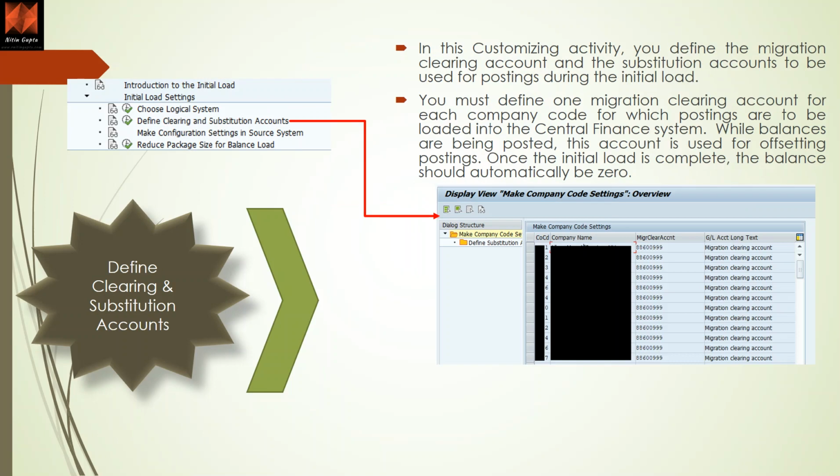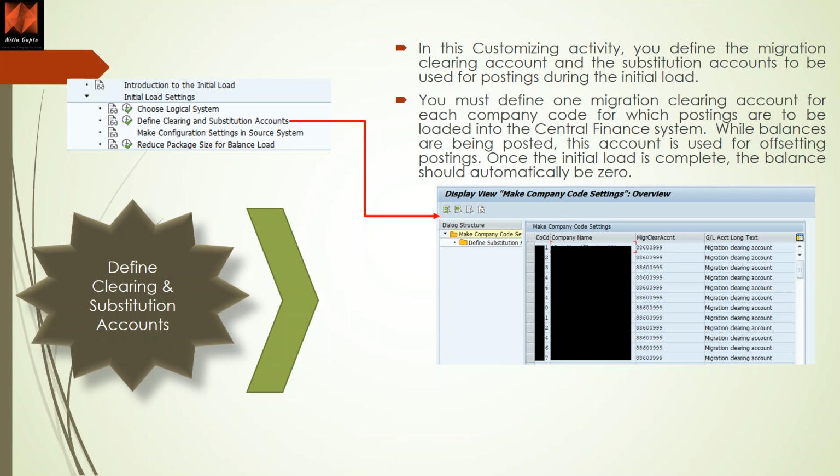The next very important activity is defining the clearing and substitution account. The definition of the migration clearing account is very simple. In a traditional ERP project, in every migration project, we used to have a clearing account which helps us to make the balance migration, and at the end the account is zero.